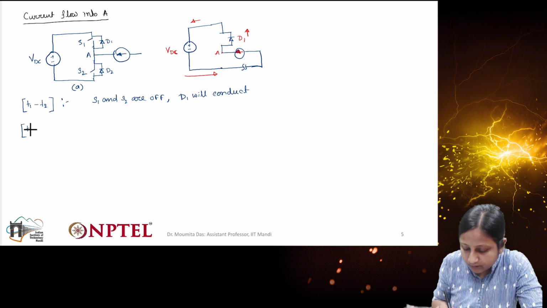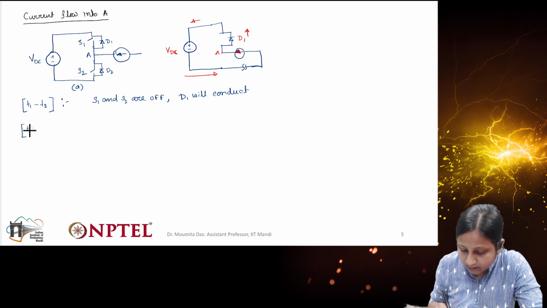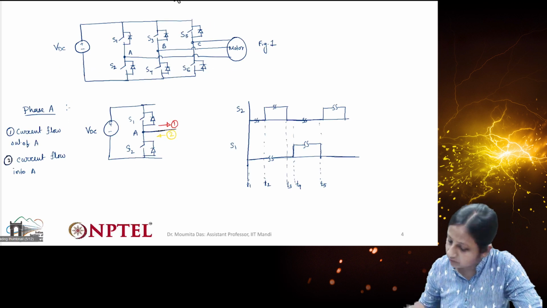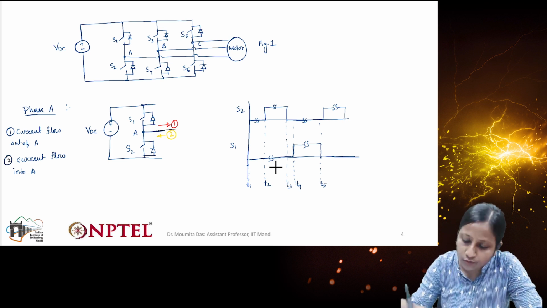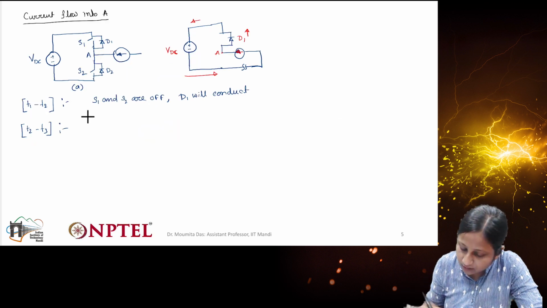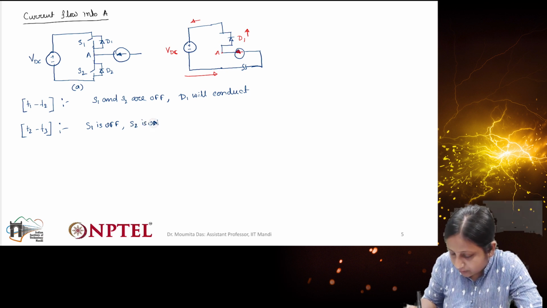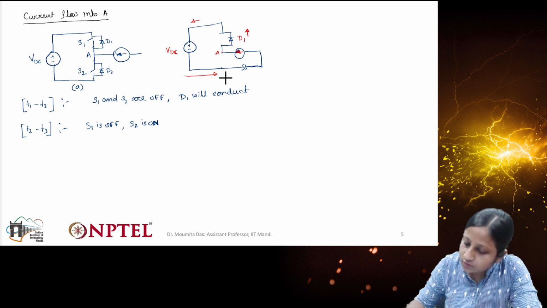Okay, now T2 to T3. So what was in that time? You can see in the previous slide, T2 to T3, switch S2 is on, S1 is off. So we can go to the next slide. Switch S1 is off, S2 is on. Okay, so S2 is on, and we are representing this as B.